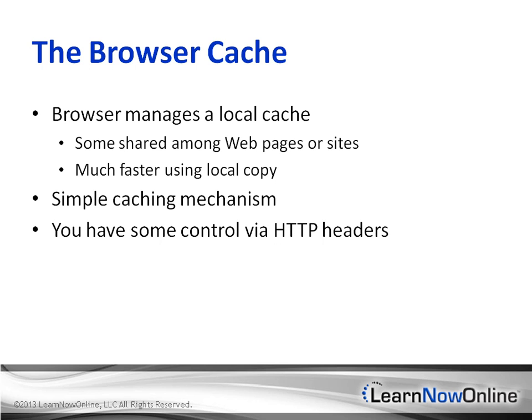You can control this process to some extent by setting various HTTP headers as part of a response to a request for web pages and resources. You can do this through three basic mechanisms: freshness, validation, and invalidation. This is all part of HTTP and controlled through HTTP headers.